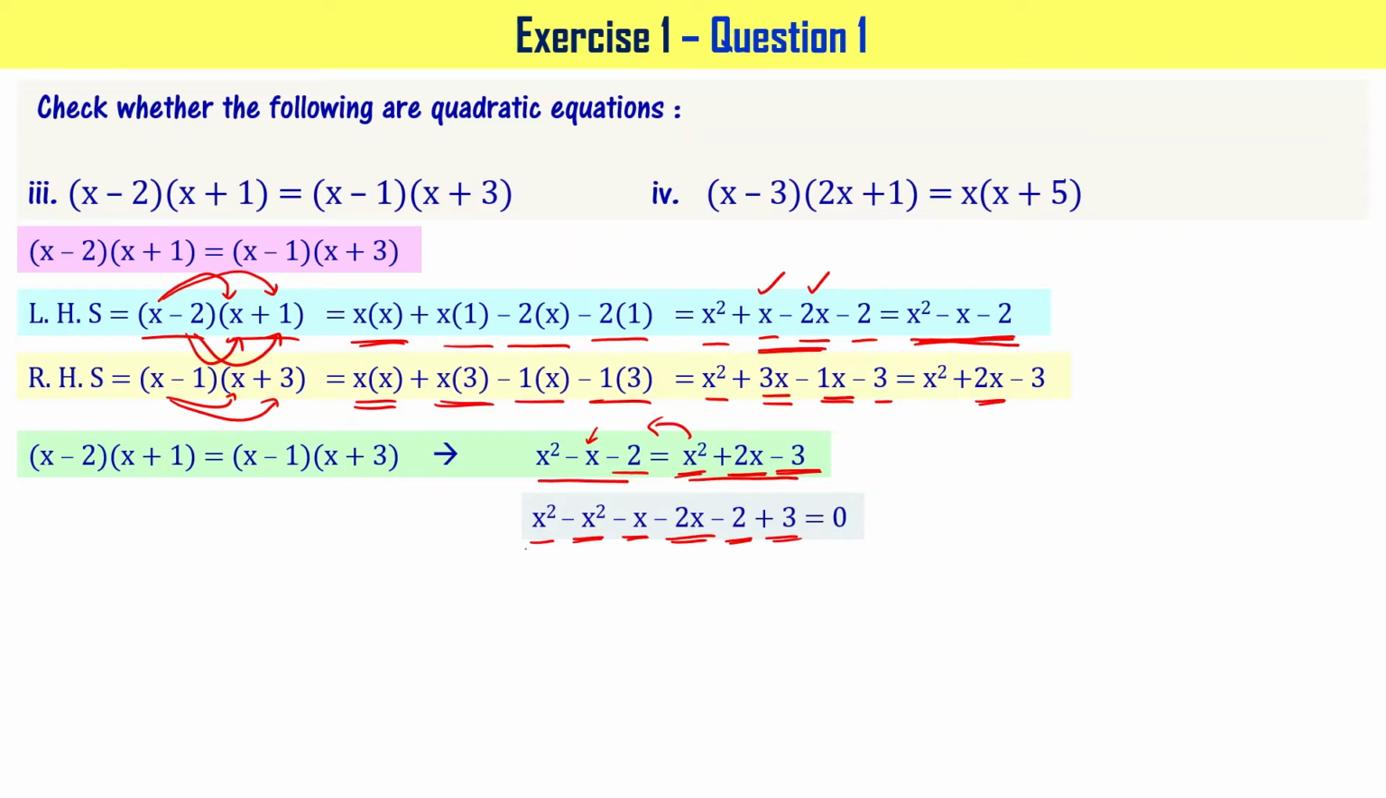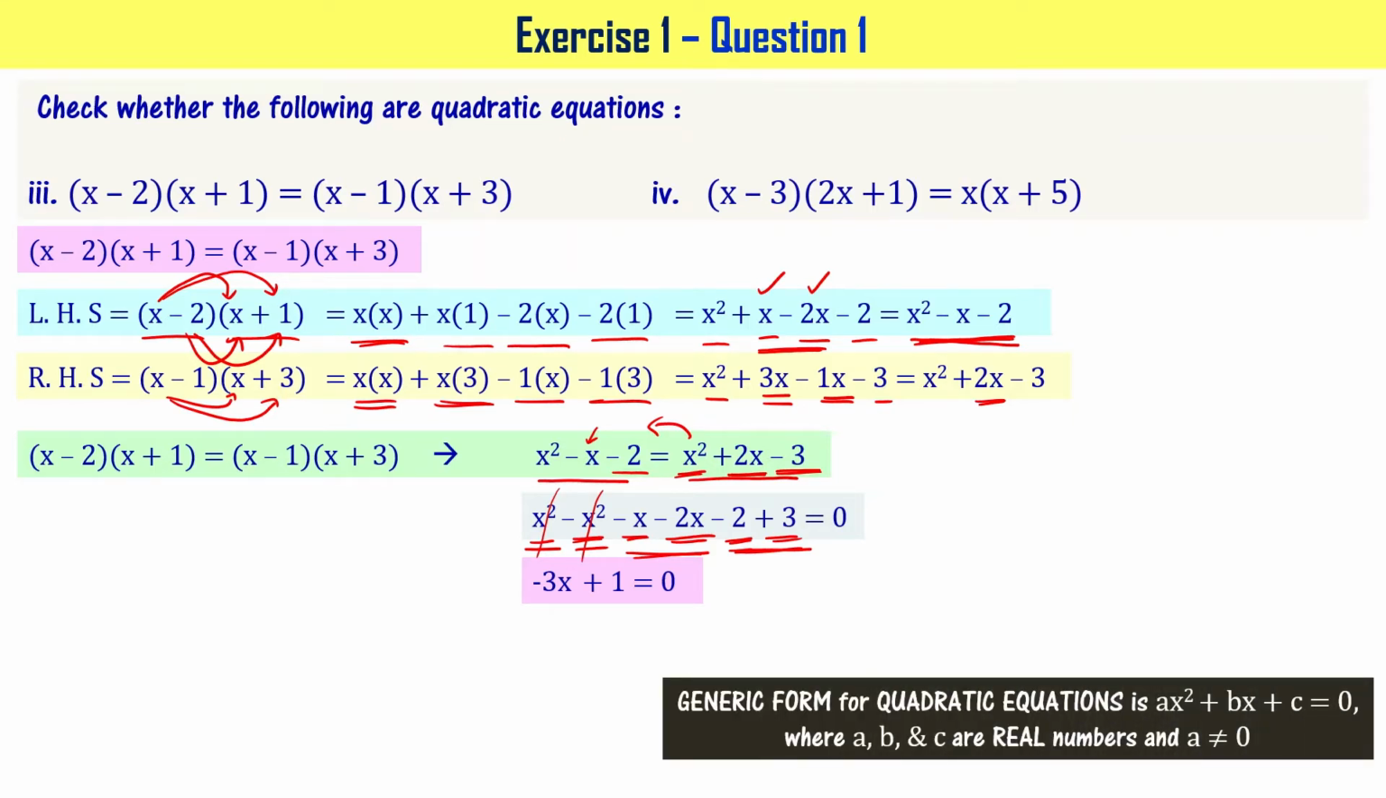Look at this. I have x square minus x square means I can cancel these two, right? Now I have minus x minus 2x. It is going to be minus 3x and this is minus 2 plus 3, that is going to be plus 1, right? So the equation is going to be minus 3x plus 1 equal to 0. It is not in the form of ax square plus bx plus c equal to 0, right? Of course, you can write it as ax square plus bx plus c equal to 0. In that case, what happens is 0x square minus 3x plus 1 equal to 0. This is how you would be writing, right?